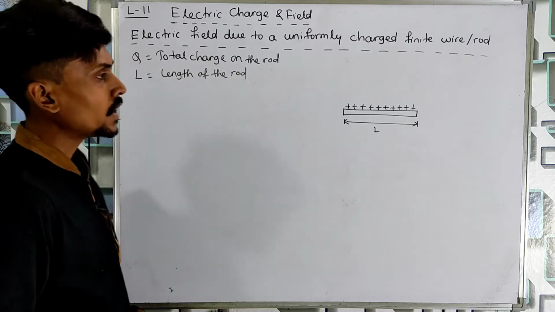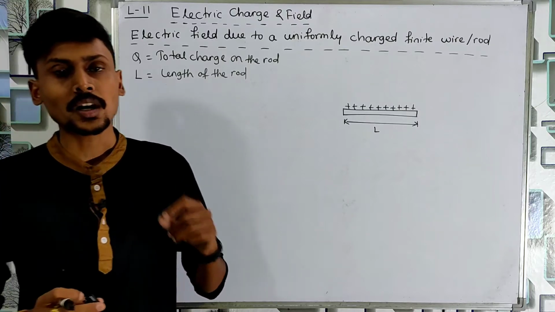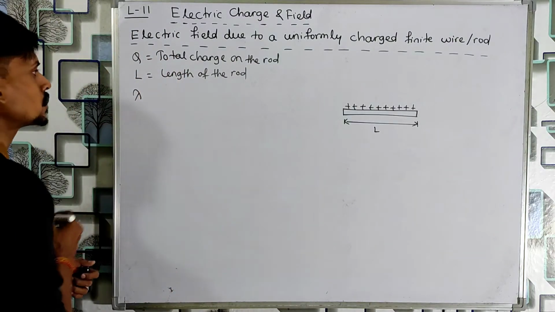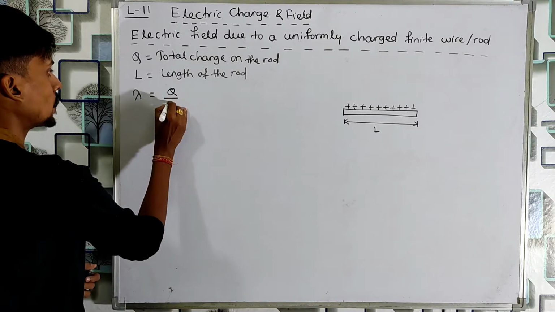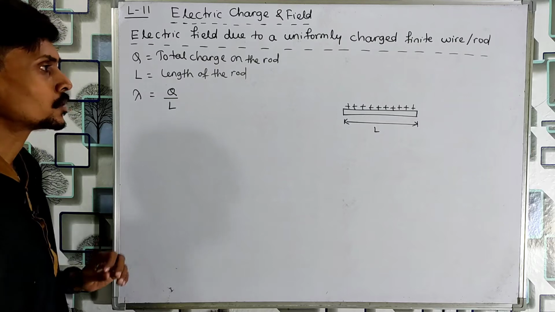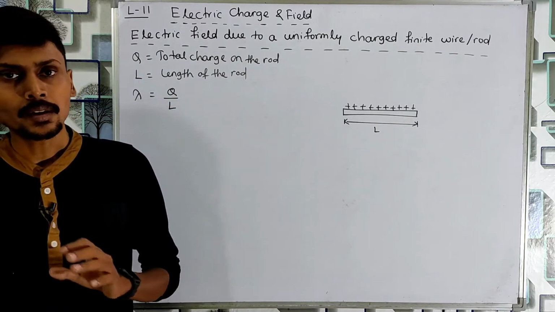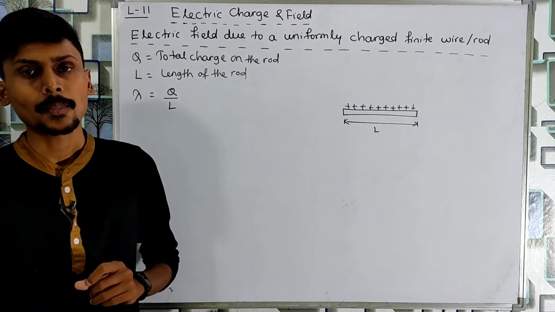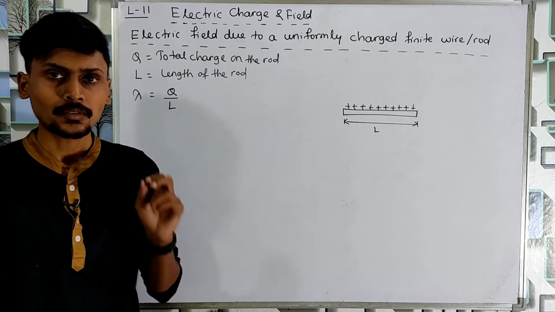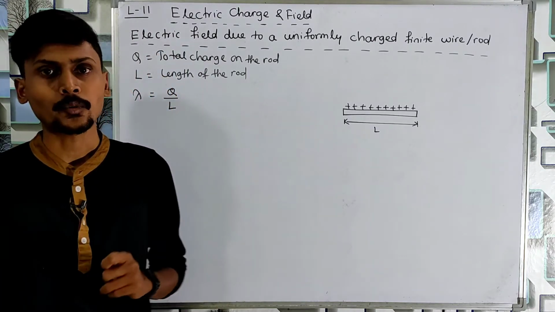Then we know that the charge per unit length is known as the linear charge density. So lambda, the linear charge density, will be how much? Q by L. This is the linear charge density of the rod. We have to find the expression for electric field due to this rod, and we will find the expression at two different points. The first one is at the axial point, the second one is at the equatorial point.